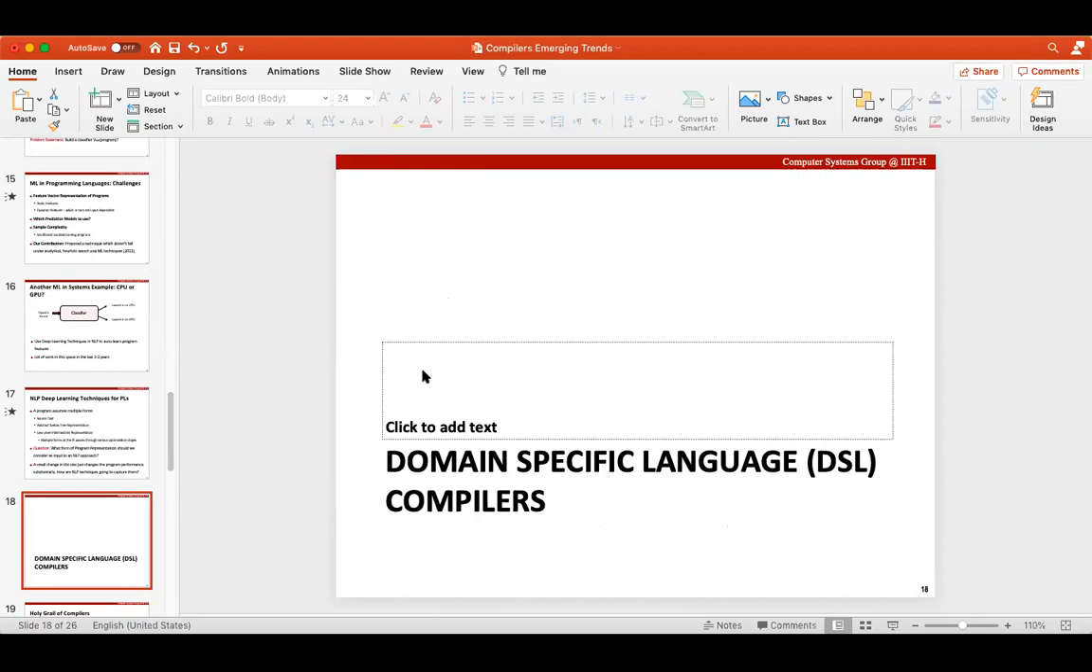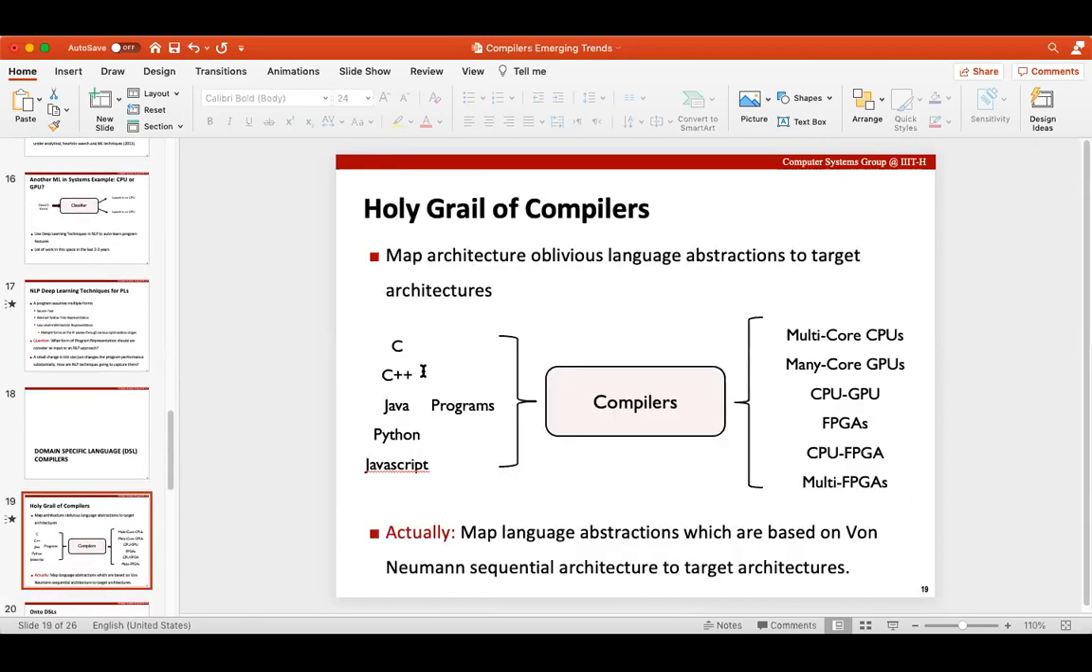So this is about machine learning in the context of compilers, and then domain-specific languages. As I said, we still want to write programs in C, C++, Java, Python, JavaScript, whatnot, and then we expect compilers to map them to multi-core CPUs, many-core GPUs, CPU-GPU combinations, FPGAs. But all the language abstractions which are designed on the left-hand side are designed keeping in mind von Neumann sequential architecture.